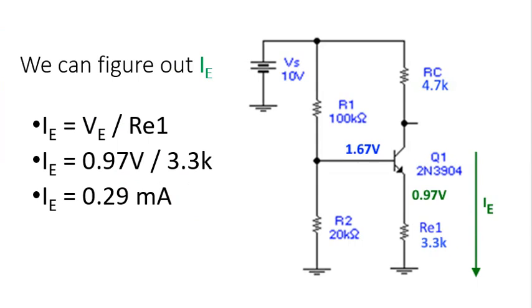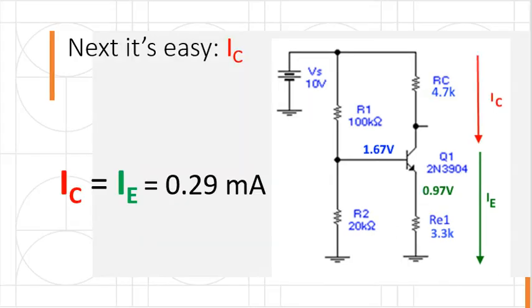We can figure out our emitter current because we know our emitter voltage, 0.97 volts. We know what our emitter resistor is, 3.3K. So using Ohm's law, we just say emitter current is equal to the emitter voltage divided by the emitter resistor. So that works out to 0.29 milliamps. Now the easy part, the collector current. We know that the collector current is roughly equal to the emitter current. So the collector current is equal to 0.29 milliamps.